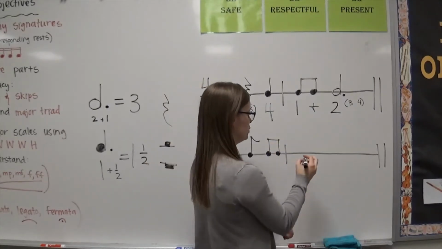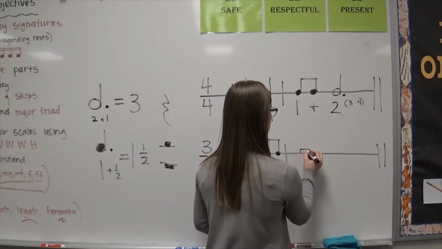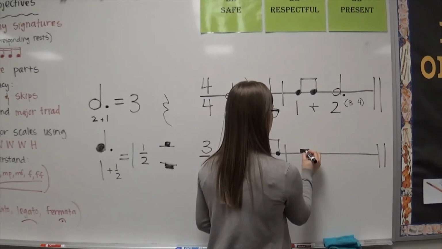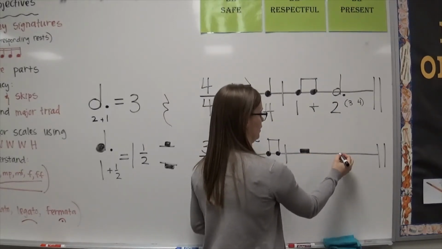All right, last measure, 3 more beats. How about a half rest? Half rest. All right, so that's 2 beats, so 1 more beat. Quarter note. And a quarter note.